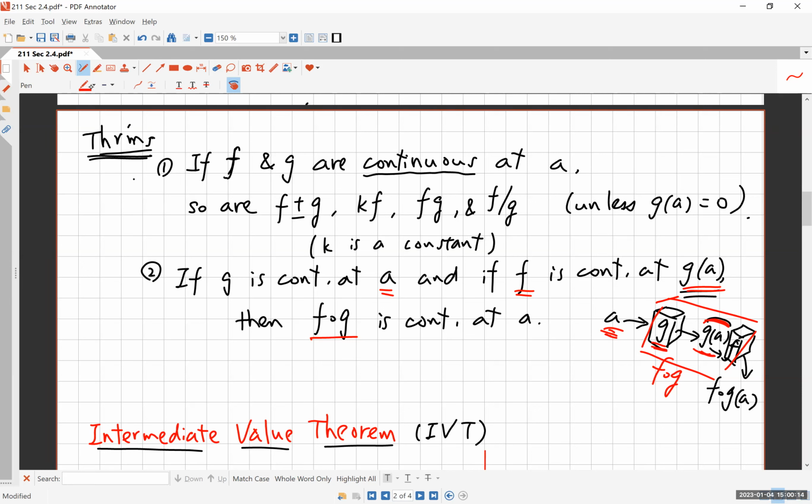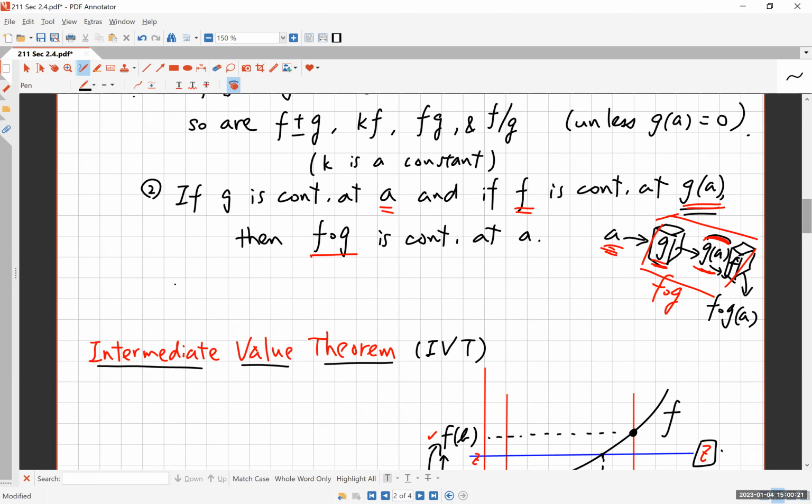So the composition of two functions happens to be continuous as well. Okay, so this gives you lots of different functions. Let me give you an example. You remember we looked at this problem, x squared sine of 1 over x. The sine of 1 over x is that weird function that goes crazy around the origin. But that's okay.